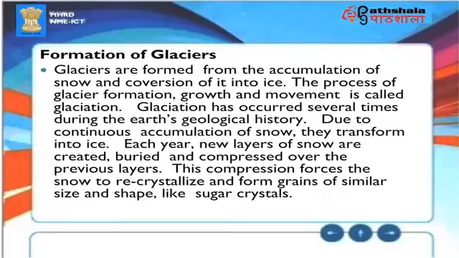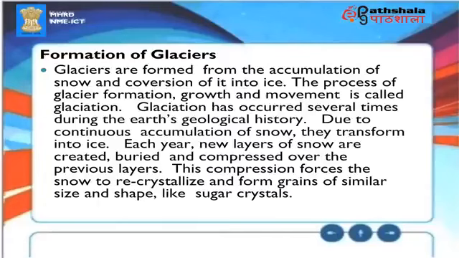Formation of glaciers. Glaciers are formed from the accumulation of snow and its conversion into ice. The process of glacier formation, growth and movement is called glaciation. Glaciation has occurred several times during the Earth's geological history. Due to continuous accumulation of snow, it transforms into ice. Each year, new layers of snow are created, buried and compressed over the previous layers.